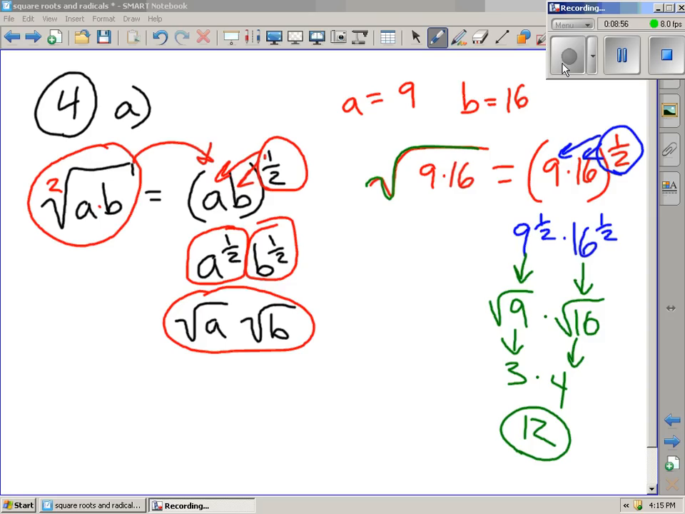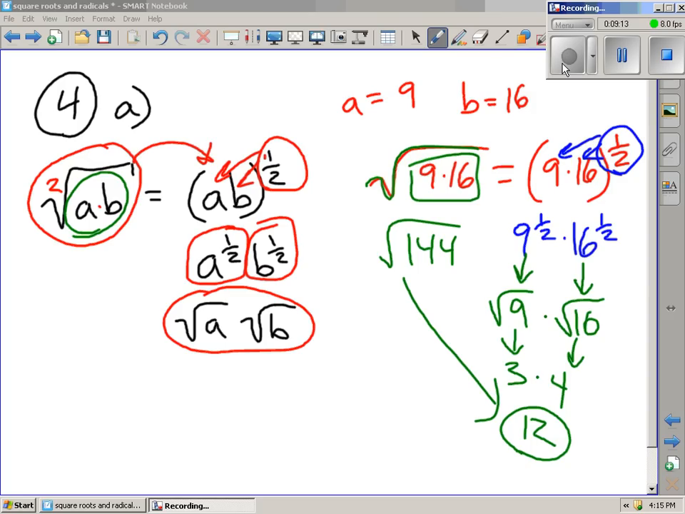So now I want you to check that work. I want you to go back up here. I want you to multiply 9 times 16. And we get 144. And the square root of 144 is also 12. So they are equivalent. You are allowed to take any set of numbers or variables that are separated by multiplication and then split them up so that they look like this, the square root of a and the square root of b.